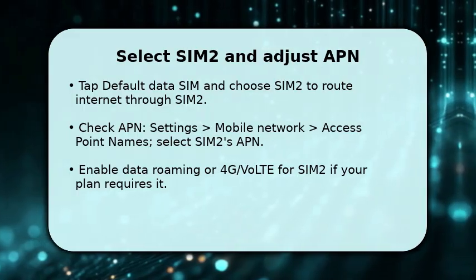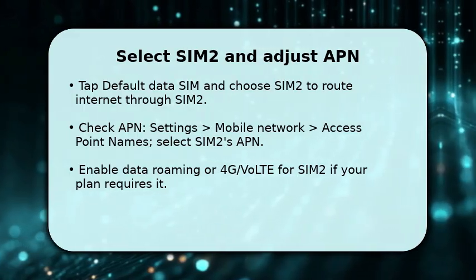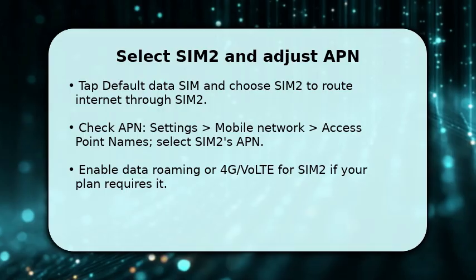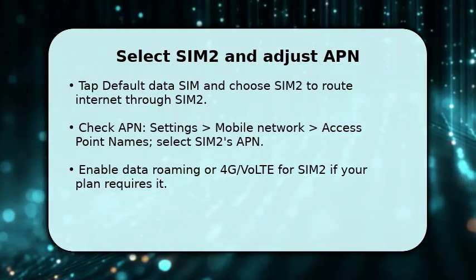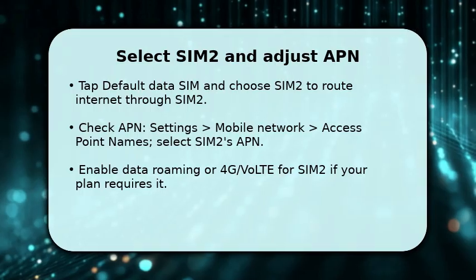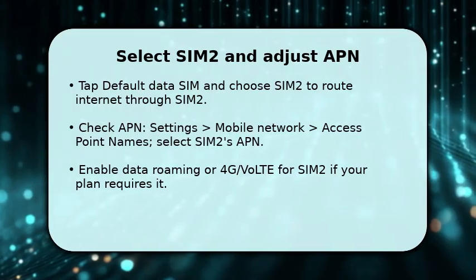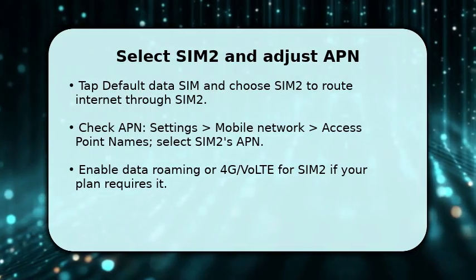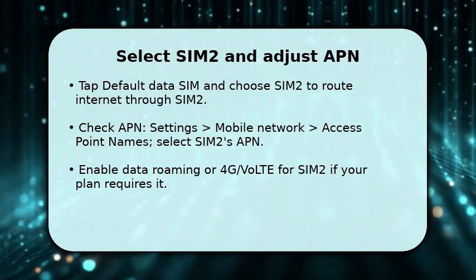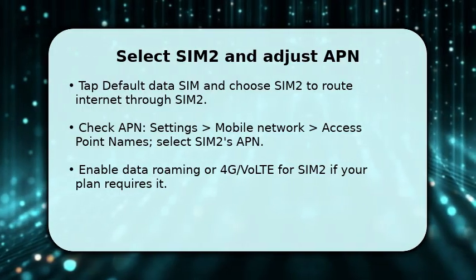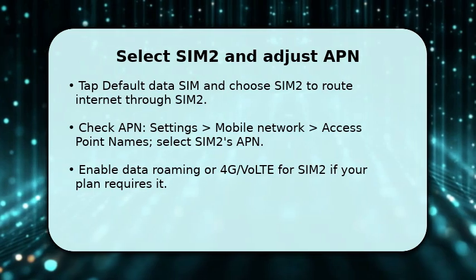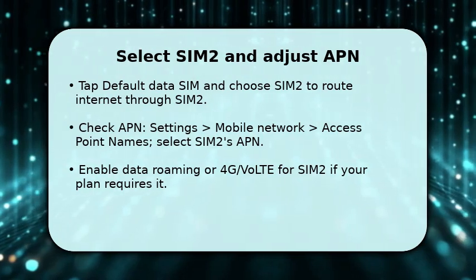After switching, check the APN settings for SIM2 under Settings, Mobile Network, Access Point Names. Selecting the correct APN ensures mobile data connects properly. If your plan uses 4G only or needs data roaming, enable 4G/VoLTE or data roaming for SIM2. This avoids connectivity drops. These steps handle the complex middle.